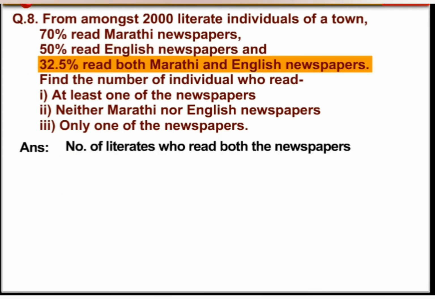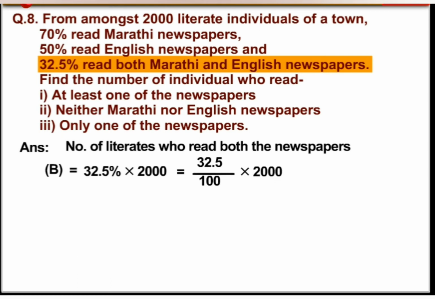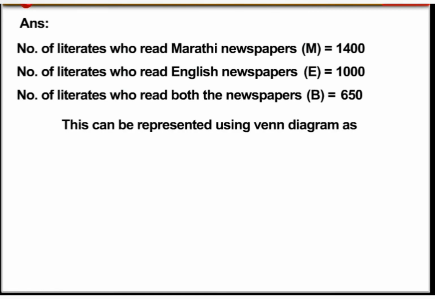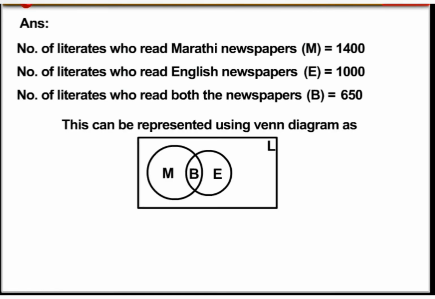Number of literates who read both the newspapers, B, is equal to 32.5% of 2000, that equals 32.5 upon 100 into 2000, that equals 650. This can be represented using a Venn diagram in this way.